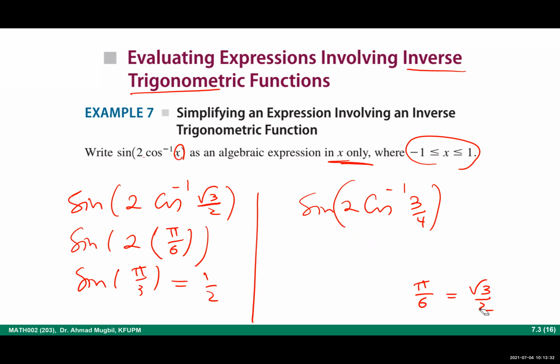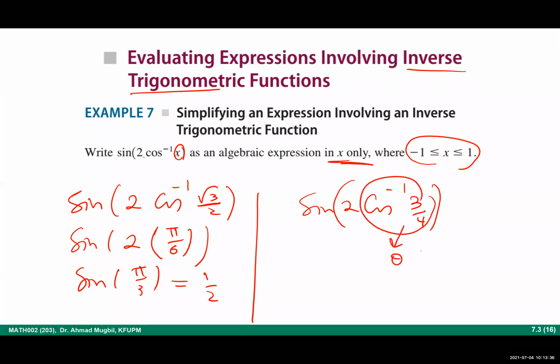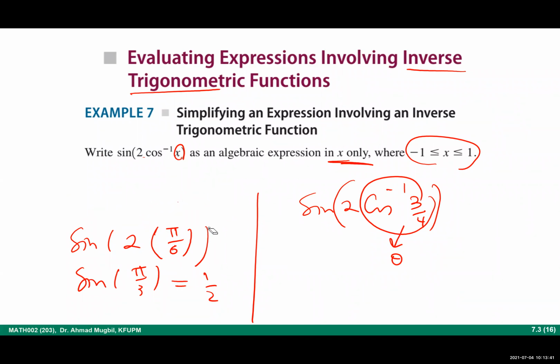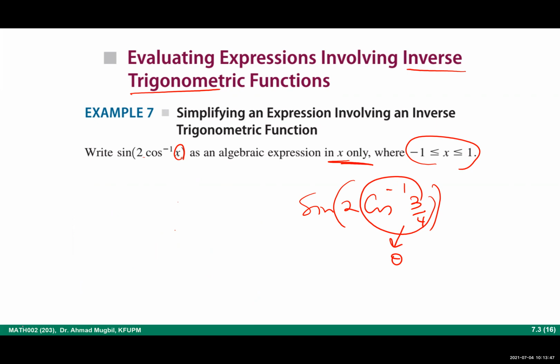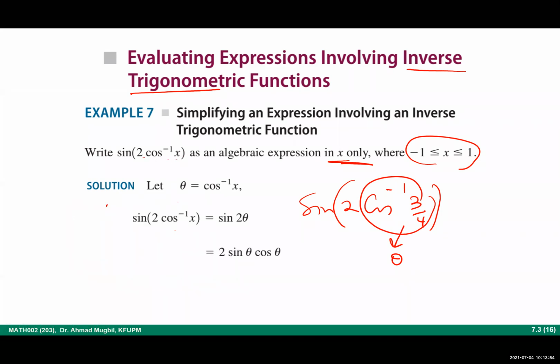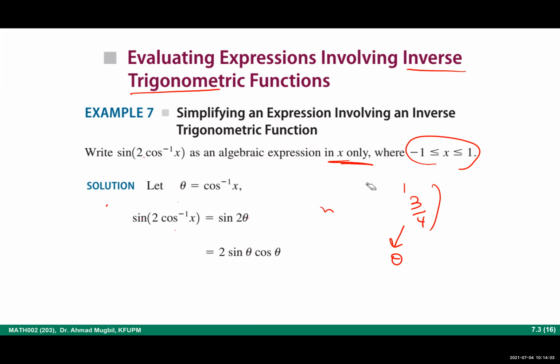So what you will do, you will put this equal to theta. It will be an angle. We don't know exactly what this angle is, and I don't need to know exactly, because all I need is its sine and its cosine. So ya shabab, we put this equal to theta. Now what will happen? This will be sine 2 theta. Well, sine 2 theta is 2 sine theta cosine theta from the double angle formula.